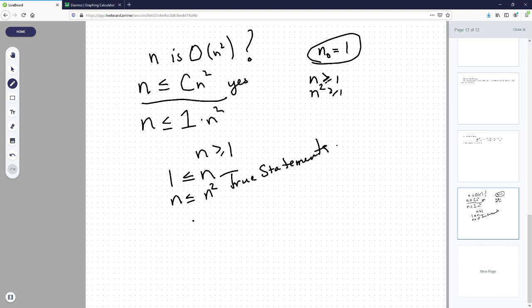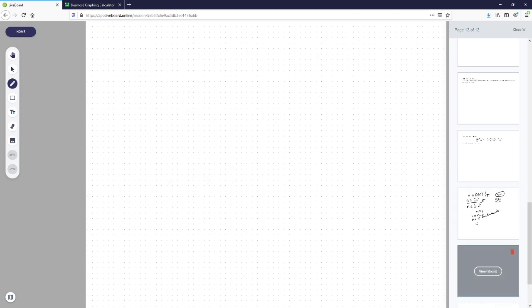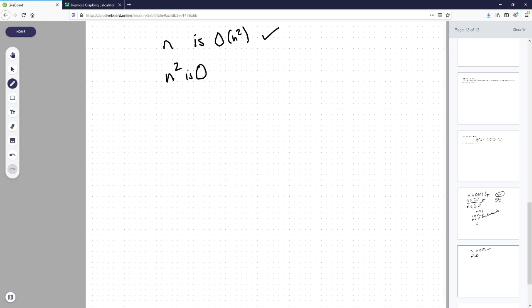And true things make me happy, so I think that's good. Okay, so yes, it's true that n is big O of n squared. Well, okay, so we know that n is big O of n squared. Is n squared big O of n?